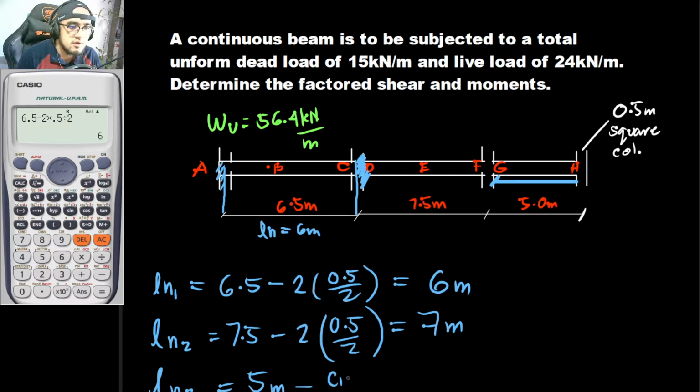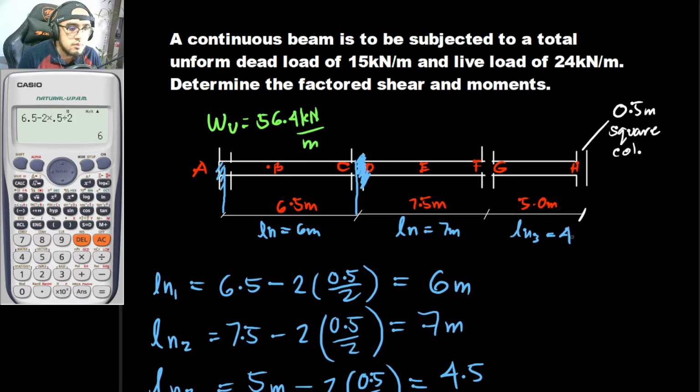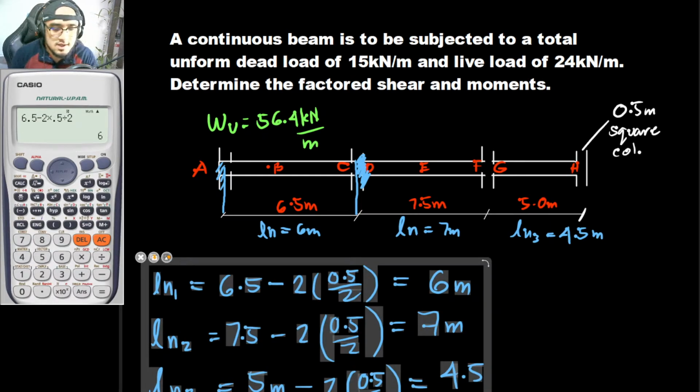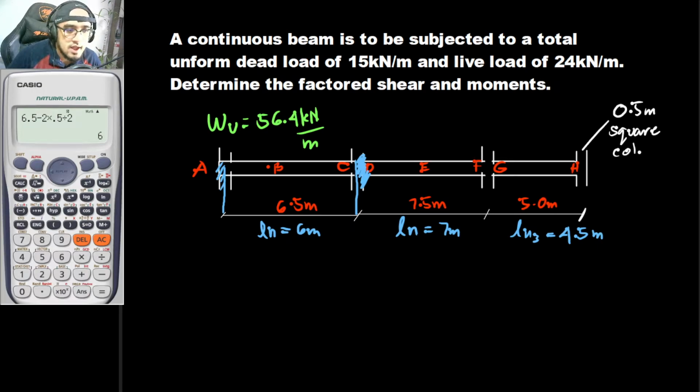Thus, ito actually yung sinasolve natin ngayon. So anyway, 2 times 0.5 divided by 2. So this is now to be equal to 4.5 meters. So with such, guys, the ln2 here would be 7 meters, and the ln3 here is to be 4.5 meters. Okay, so malinaw ba guys? Is it clear on how we got ln1, ln2, and ln3? Yes, sir. Okay, very good. So proceed na tayo.